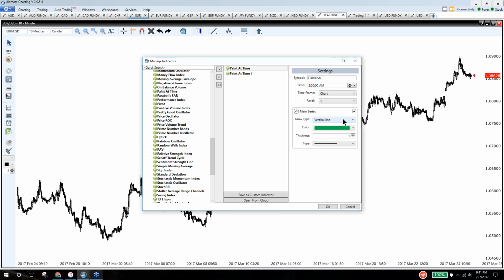Okay, and you'll see why I'm meaning this once we add them. All right, and then I'm going to move on to the second paint at time indicator. The second paint at time indicator is going to be for my stop time.